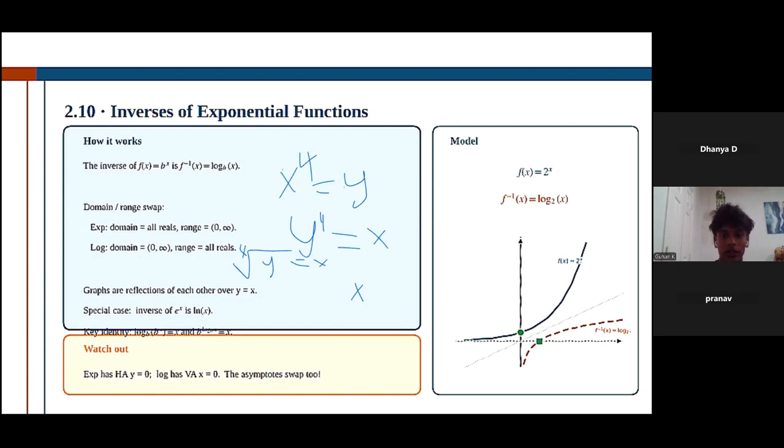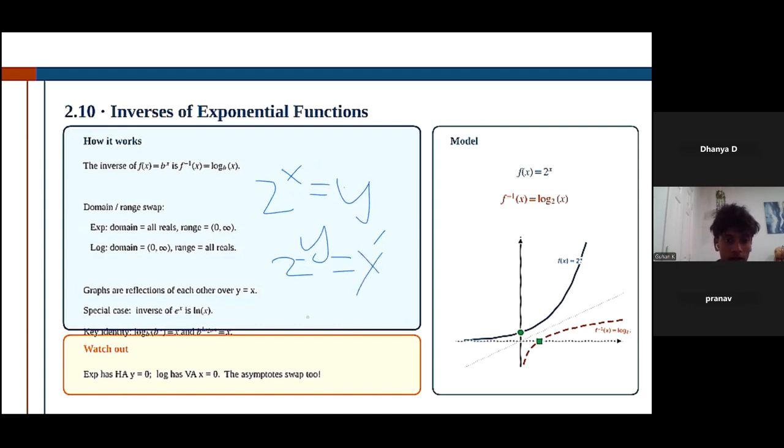It wasn't even the thing. It's supposed to be something to the power of x. So for example, 2 to the power of x equals y. Now I can swap, so it becomes 2 to the y equals x, which, to solve for y, gives log base 2 of x equals y. So domain and ranges do swap, that's one thing to note.